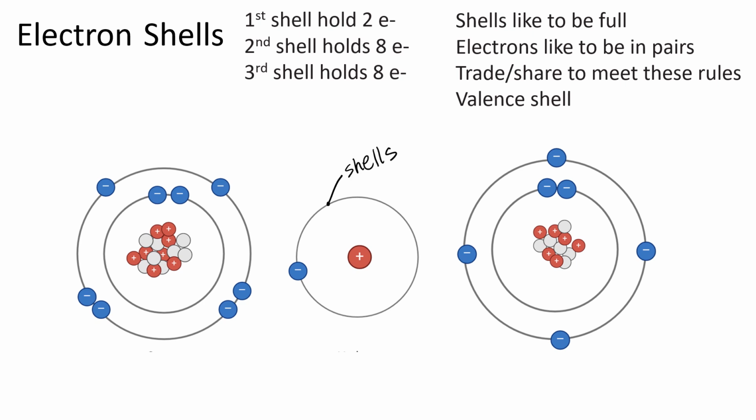Before we even get started looking at valence shells, you should know two preferences of the universe. Shells like to be full, and electrons like to be in pairs. The first shell for any and every atom in the entire world can hold only 2 electrons. And you can see in these diagrams on the right and on the left, this is oxygen here, and this is carbon, and yes, there are 2 electrons in the first shell of each of these atoms.